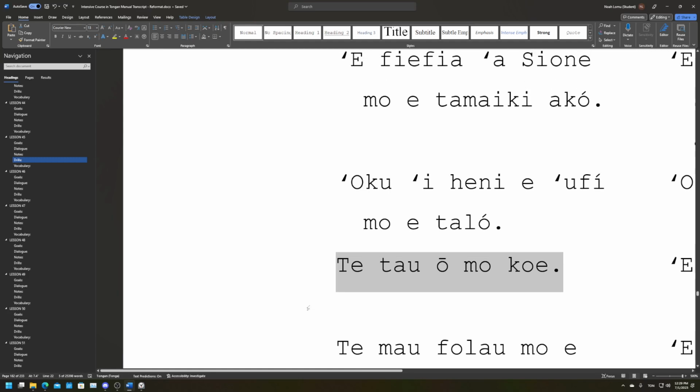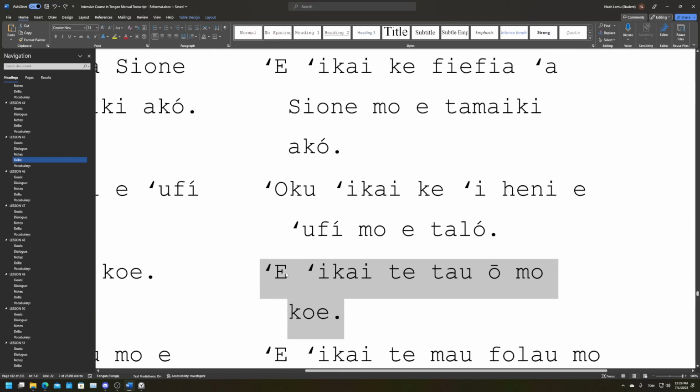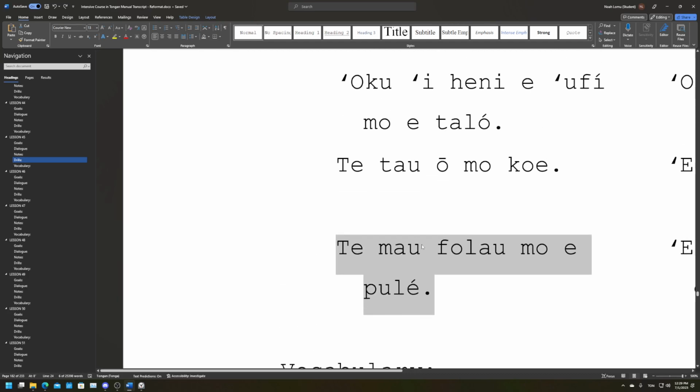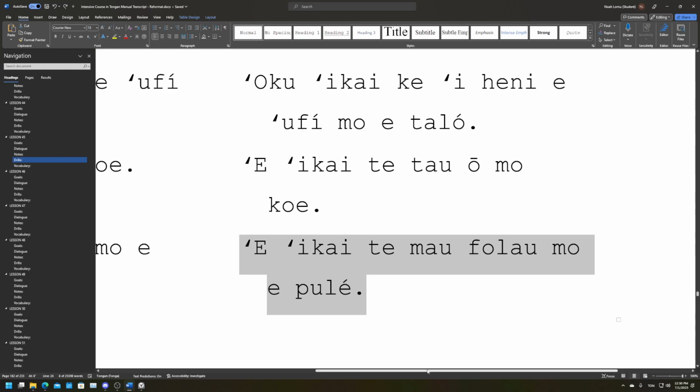Okay, akolea te tao mokoi. Correct. Yeah, you got it at the end. Ika te tao mokoi. Okay, final one, Yoshi. Te maufolau moipule. Correct. Great. Ika te maufolau moipule.